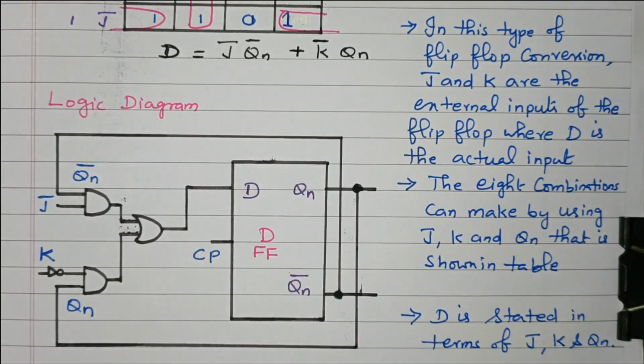Right. So in this video we discussed how to convert D flip-flop into JK flip-flop. First we discussed the JK flip-flop truth table. Based on that we decided the D flip-flop input from the D flip-flop excitation table. Then we calculated the logical expression for D input. Then that is implemented with the logic diagram using D flip-flop. So the D flip-flop is converted into JK flip-flop.